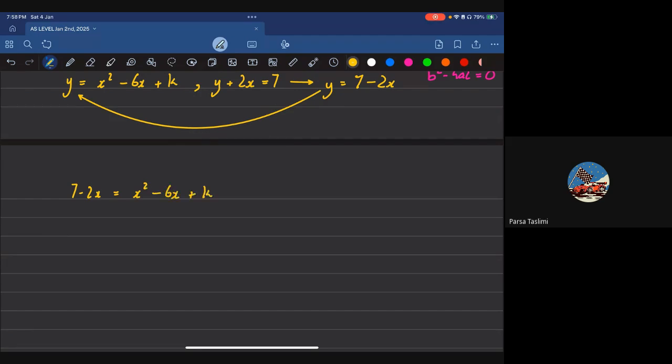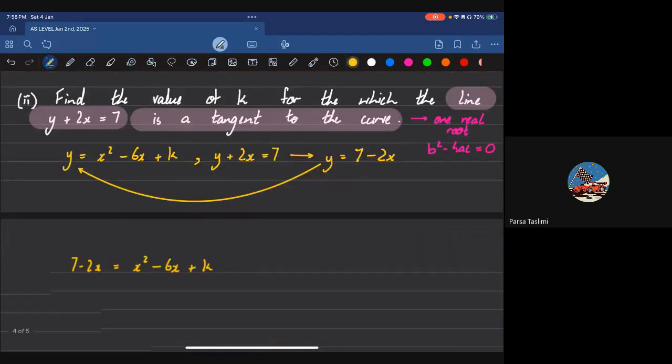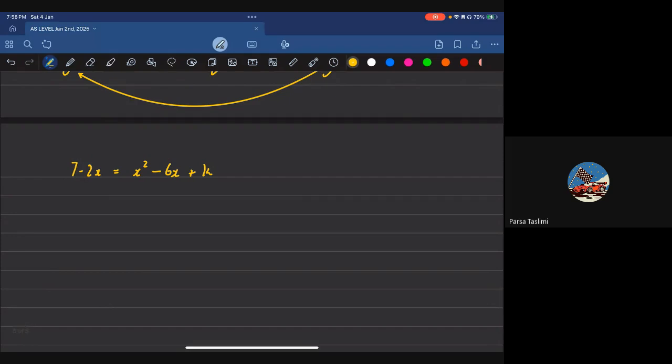Keep in mind that in the beginning of the question they told us that k is a constant. Now why will we need that? Let's see. So it's going to be x squared minus 6x plus 2x plus k minus 7 is equal to 0. Now it's going to be x squared minus 4x plus k minus 7.